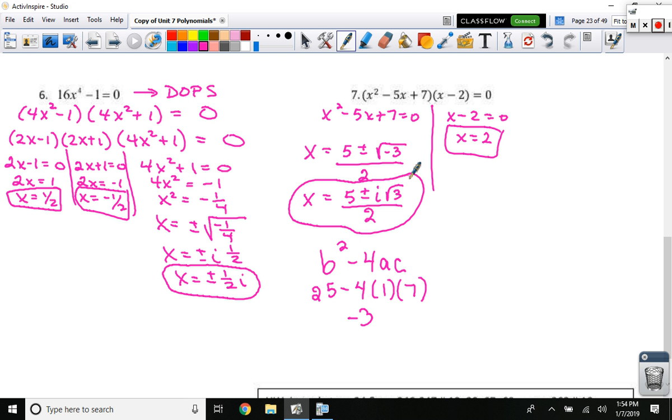Good. If you need to plug it into your graphing calculator to check it, and your calculator won't let you put it in this format, then it would end up being 5 halves plus or minus radical 3 over 2 i. You might have to put it in that format to check it, depending on your graphing calculator.